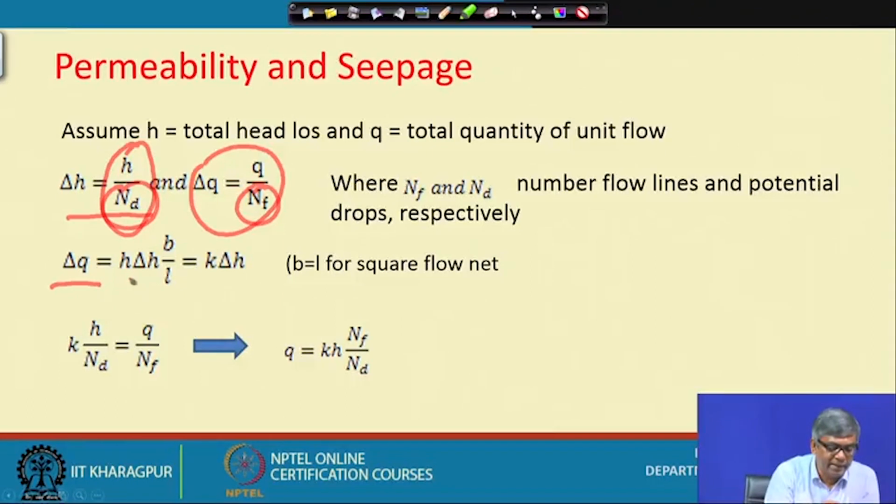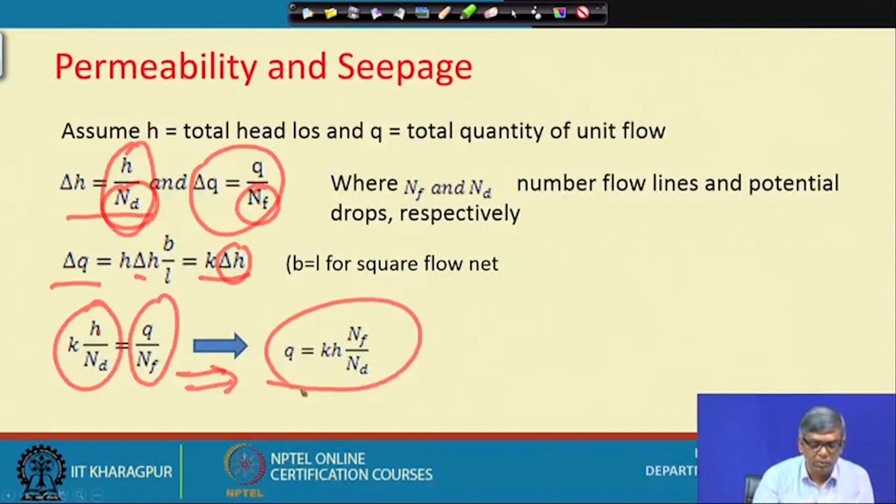So, del Q will be K times delta H times B by L, and again K into H by N D. So, K times H by N D equals Q by N F. Q by N F is the delta Q, and K times delta H, where delta H I can substitute by H by N D. So, K times H by N D, and del Q equals Q by N F, these are to be equated. If I equate that, it gives Q equals K times H into N F by N D.